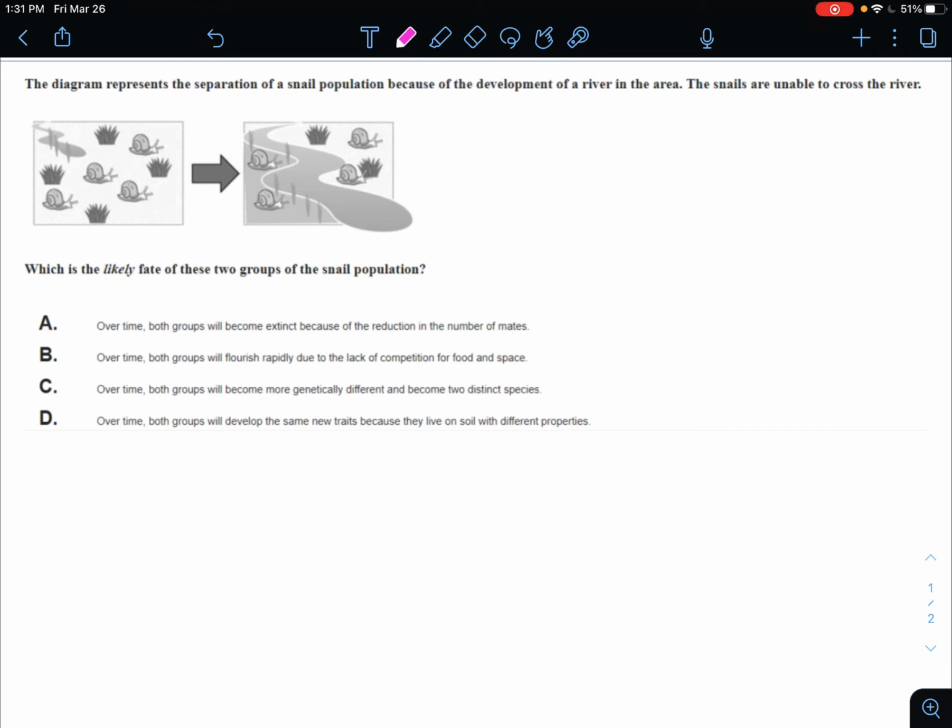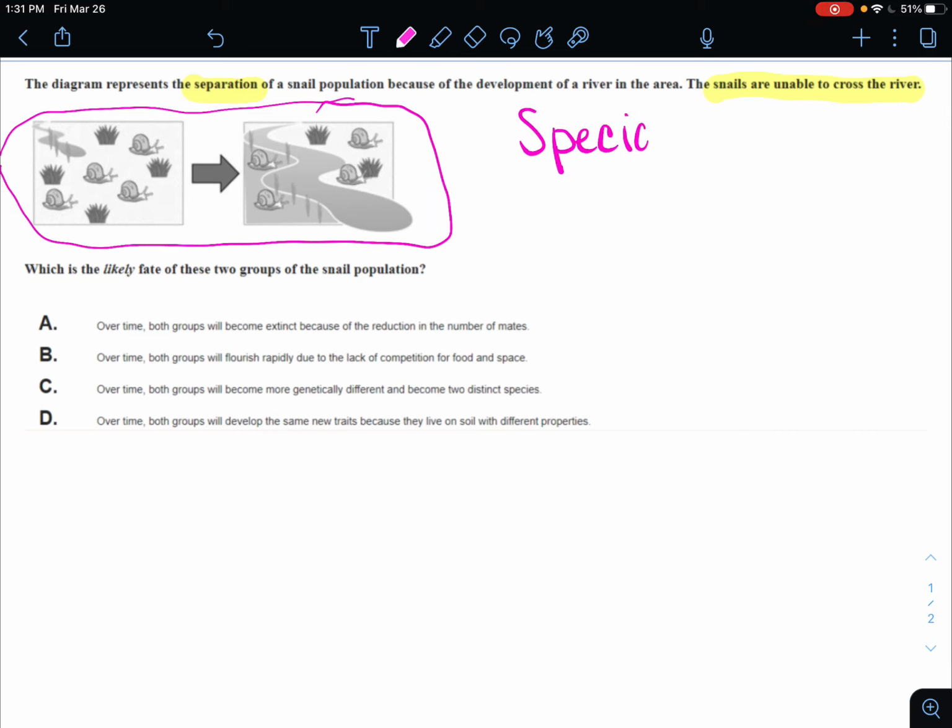Before we even move on, I saw some big key words in here. Whenever we see the word separate and anything about snails, in this case snails, not being able to cross the river, and then when we look at this picture here, there are a bunch of bells and whistles going off in my brain because this to me sounds a lot like speciation.